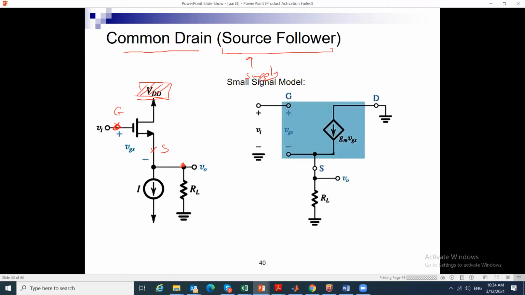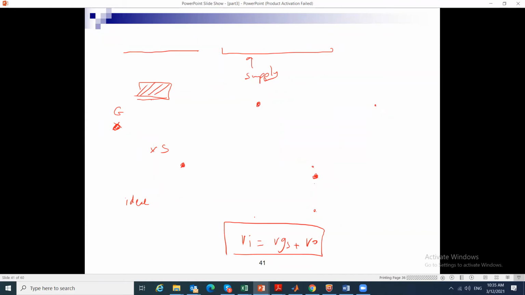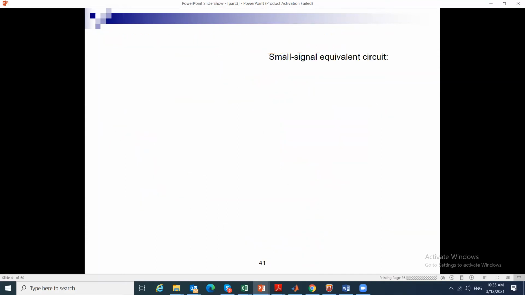And in small signal analysis, if I want to plug in the pi model, I'm going to ground the drain and put the resistive load here, because I'm assuming an ideal load. So Vin is between the gate and ground, and Vout is between the source node and ground. Really, Vin is equal to VGS plus Vout, because this is between the gate and ground, and this is between S and ground, the output. This is the main thing in the derivation of this circuit.